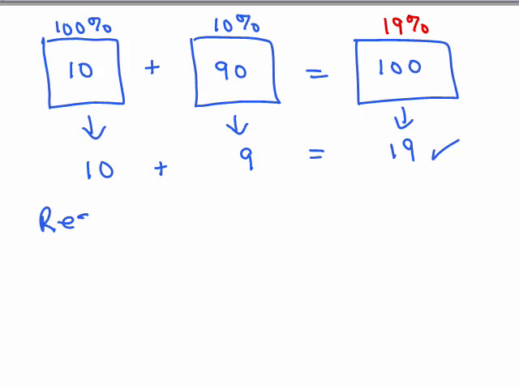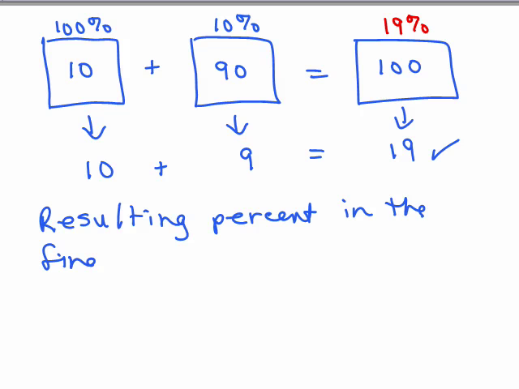So then the question is, what's the resulting percent? And we want to answer in words because this is a word problem. You don't write x equals 0.19 or 19%. There was no x. It was a word problem. So the resulting percent in the final mixture was or is 19%.